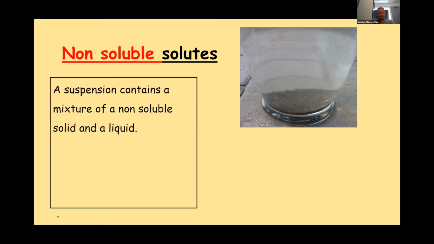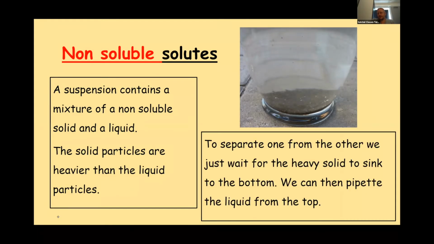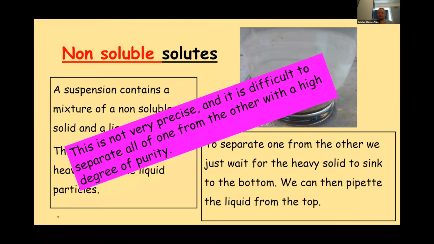Non-soluble solutes then. We've said already that a suspension contains a mixture of non-soluble solid and a liquid, such as our sand and water. The solid particles are heavier than liquid particles. So in theory, to separate this out, all we need to do is wait. Just wait for the heavy solid to sink to the bottom. We can then use a pipette or a straw and just draw the liquid from the top. Problem is, this is not very precise, and it's difficult to separate all of the solid from the liquid with a high degree of purity, especially if you want to drink from it. So what we can do is use a different technique. This one's called filtration.